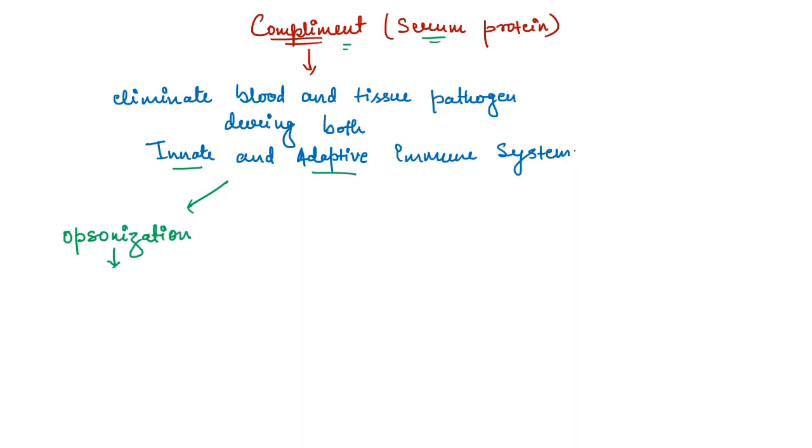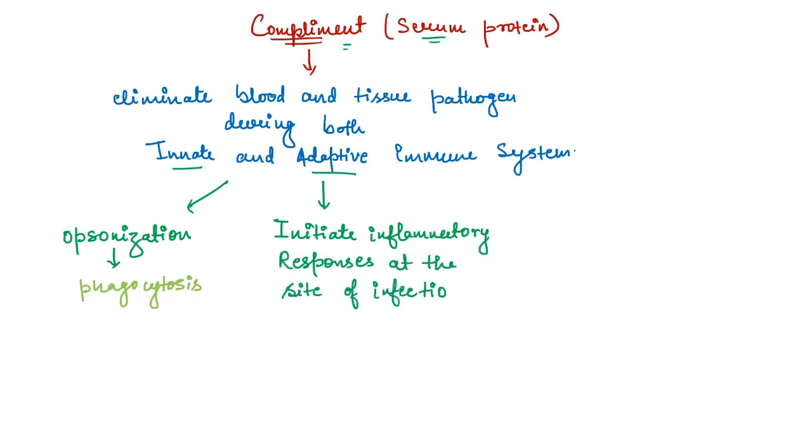During opsonization, complement proteins make the pathogen susceptible to phagocytosis. Next, they initiate inflammatory responses at the site of infection. So what does it do? It helps in recruitment of the effector cells that will migrate to the site of infection, and they will help in removal of the immune complexes.